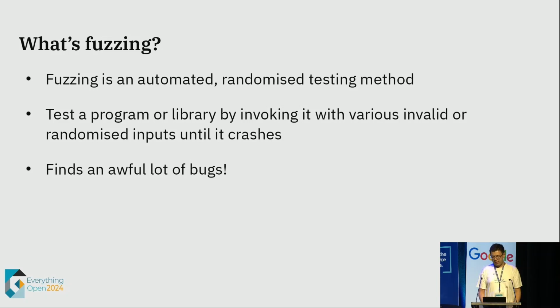You test a program in an automated way by throwing randomized, mutated, invalid inputs at a program. And inputs can mean various different things depending on what type of program or library it is that you're looking at, and you just keep generating these inputs and throwing them at the program that you're trying to test until it crashes or reaches some kind of unexpected failure state that you can detect, and that's usually a good sign that you've got a bug.